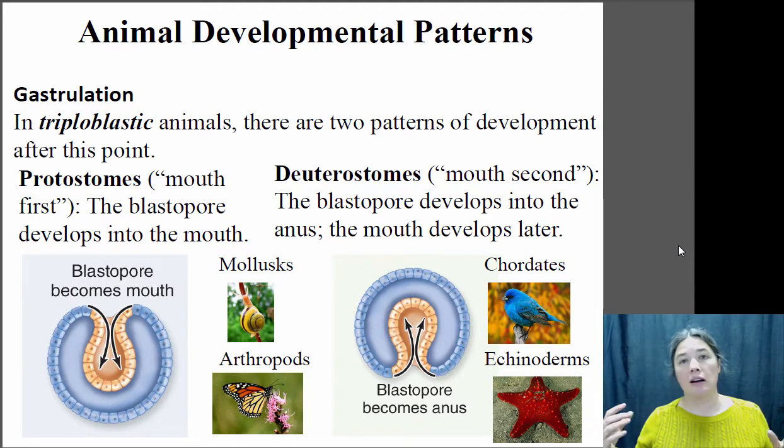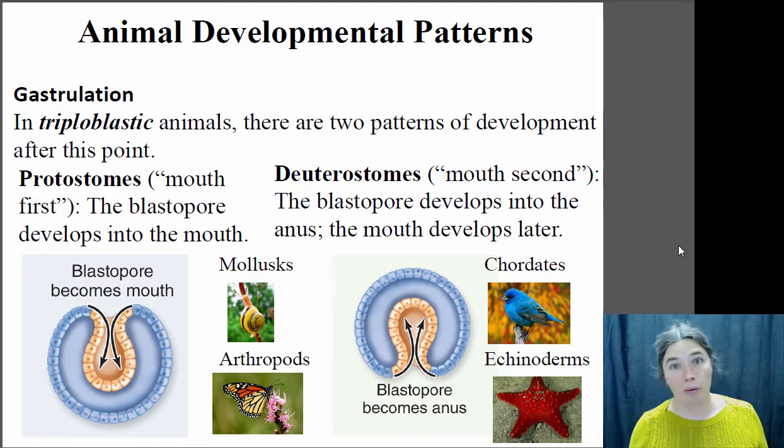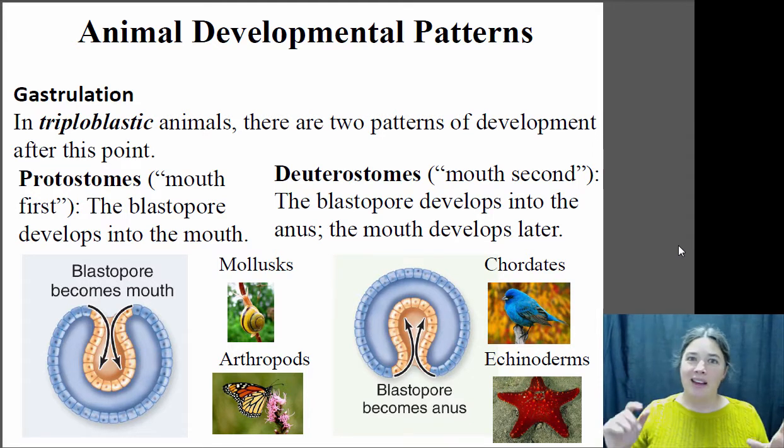The other option is that the first opening forms the anus instead of the mouth. And those are called deuterostomes. Deutero means second, stome means mouth, so mouth second. Or you can remember it as the anus forms first, ha ha ha, poop jokes. And either way, that's the other thing that can happen. So you either have your mouth form first or you have your anus form first. Animals that are deuterostomes include the vertebrates, such as ourselves, the chordates, and the echinoderms.